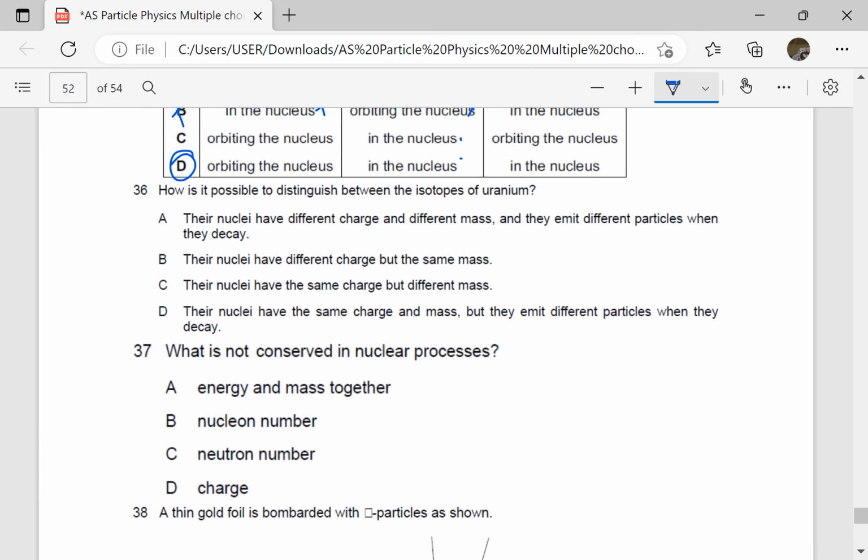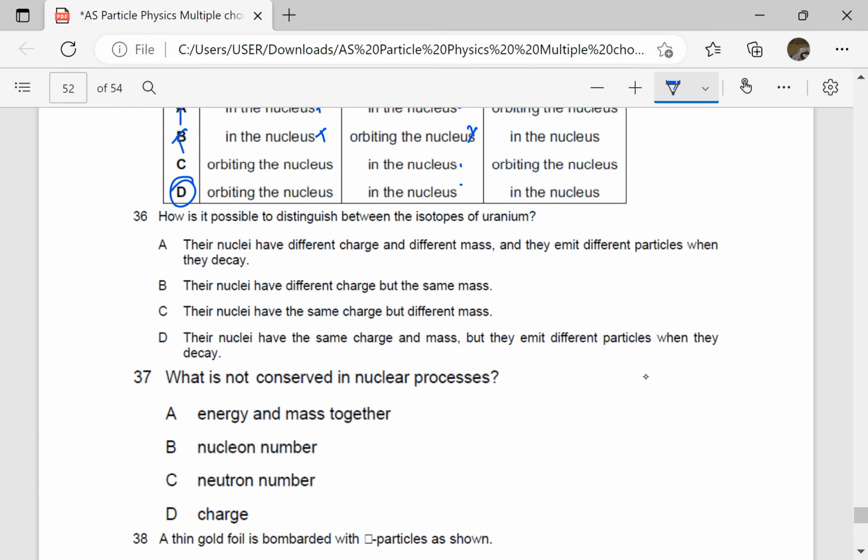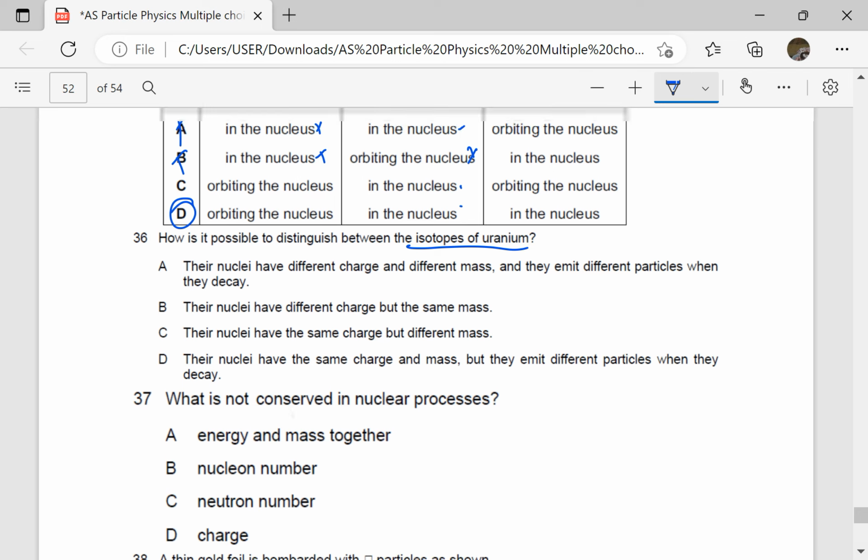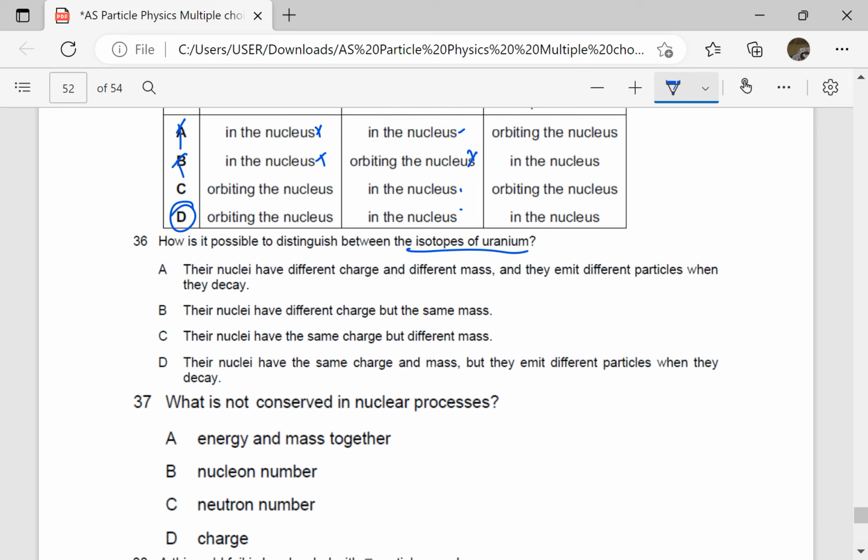How is it possible to distinguish isotopes of uranium? Remember, they have the same proton number. Their nuclei have different charge and different mass, and they emit different particles when they decay.